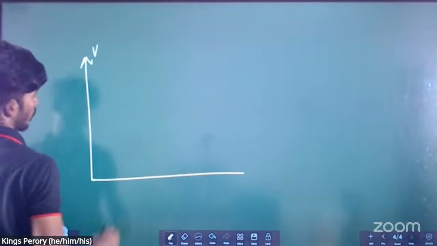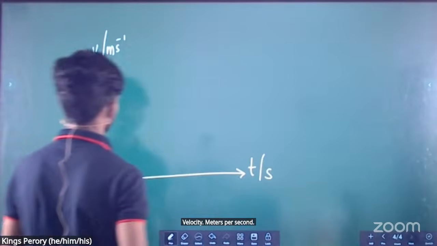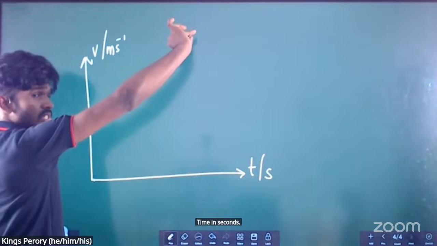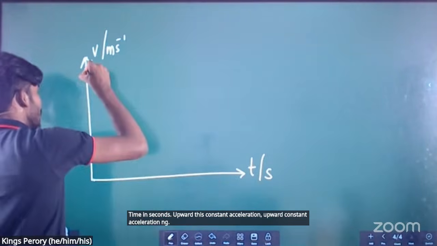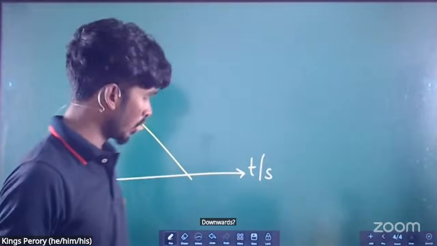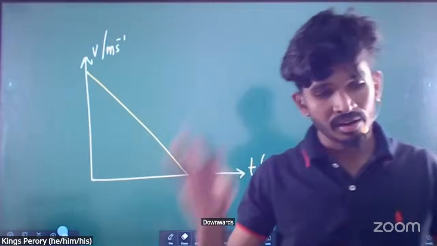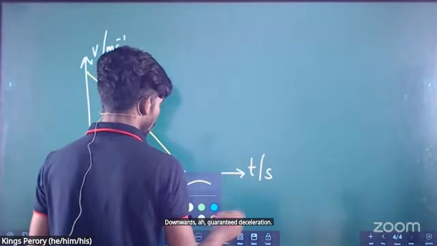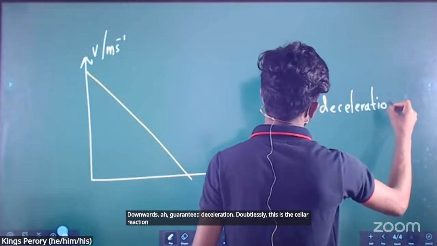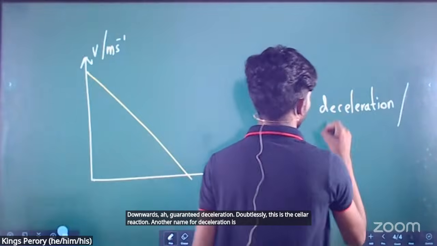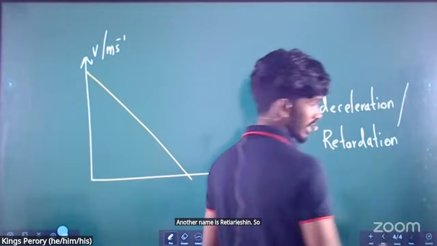Diagonal, velocity in meters per second, time in seconds. Upward is constant acceleration, and downwards, guaranteed deceleration. Doubtlessly, this is deceleration. Another name for deceleration is retardation. So guaranteed this is deceleration or retardation.